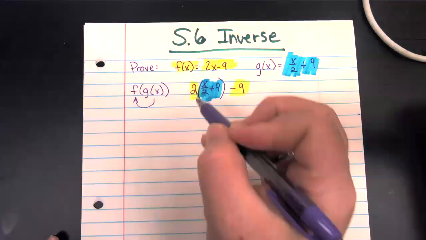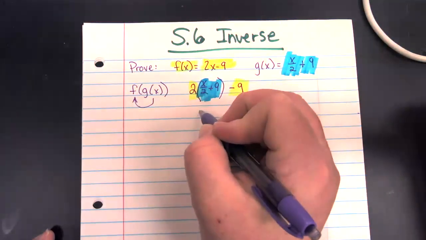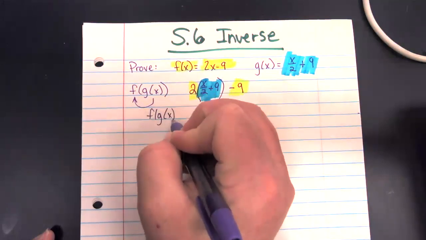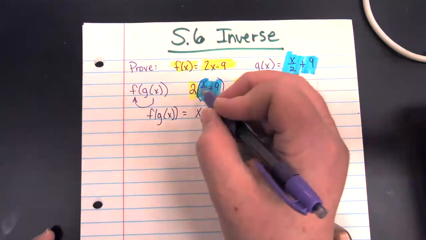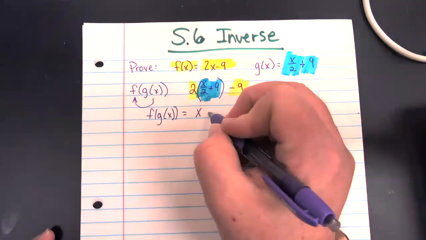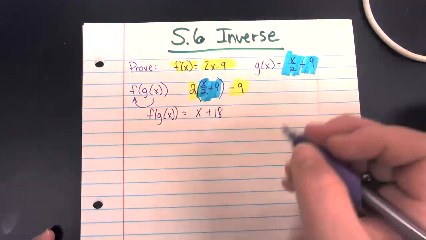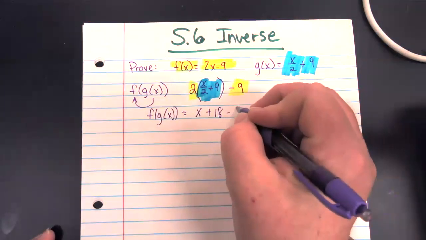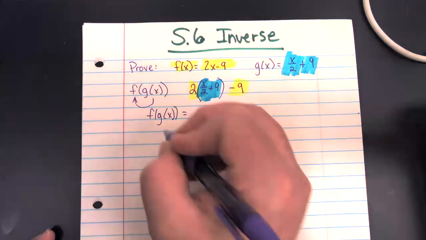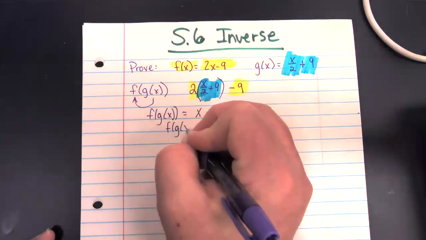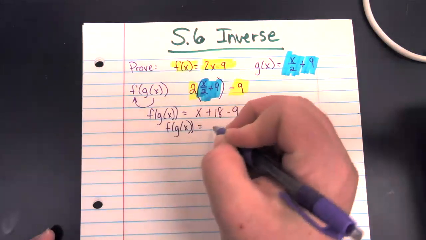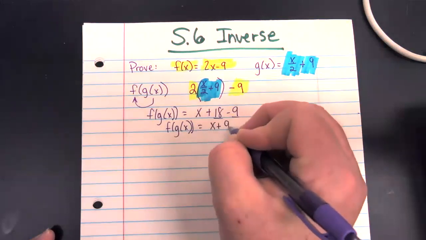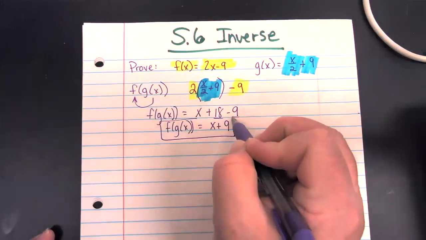What is 2 times x over 2? Well, that's just x. And what is 2 times 9? Well, that's 18. Minus 9. f of g of x is equal to, 18 minus 9 is 9, so x plus 9.